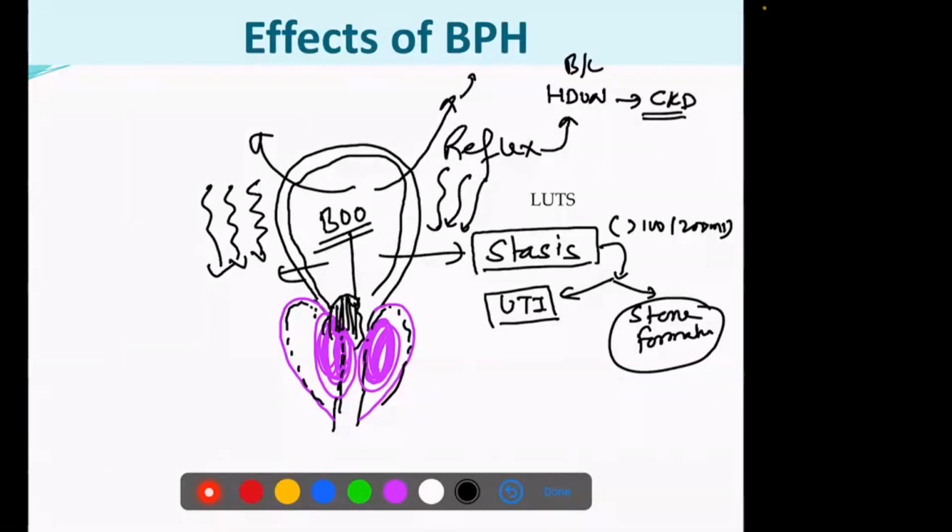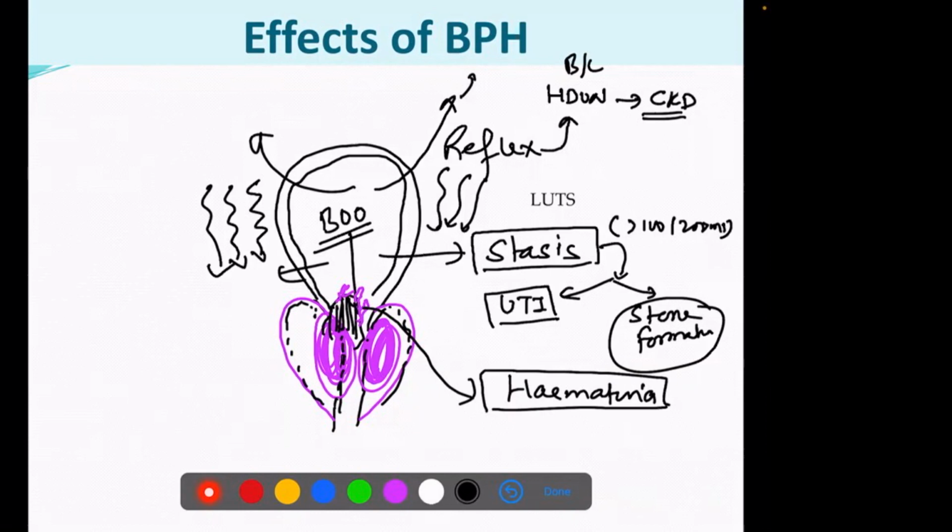Okay, and the surface of this enlarged prostate has enlarged vessels, and that can rupture from time to time, causing hematuria. So hematuria is not a common feature of BPH. Rather, it's a part of complication.